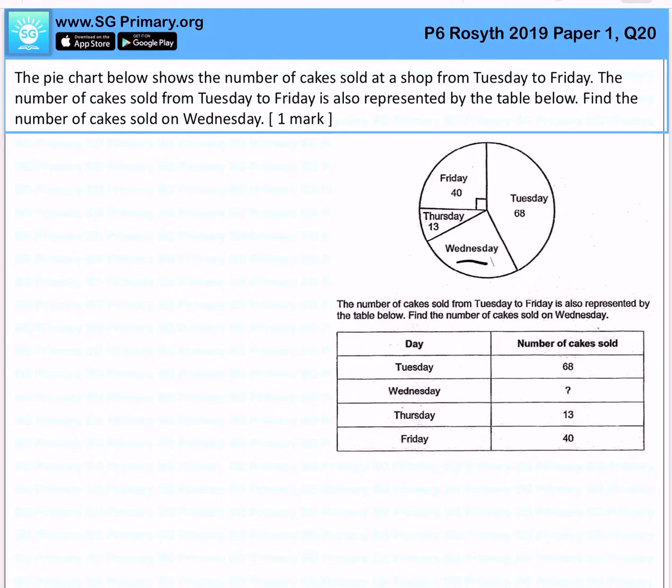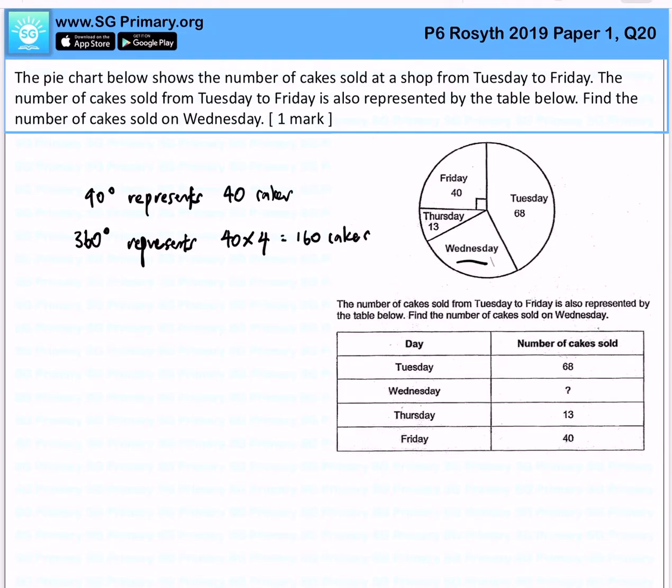So the very important clue that we know is that 90 degrees now represents 40 cakes. So immediately I will go and find 360 degrees, because this will represent the total cakes at the shop.